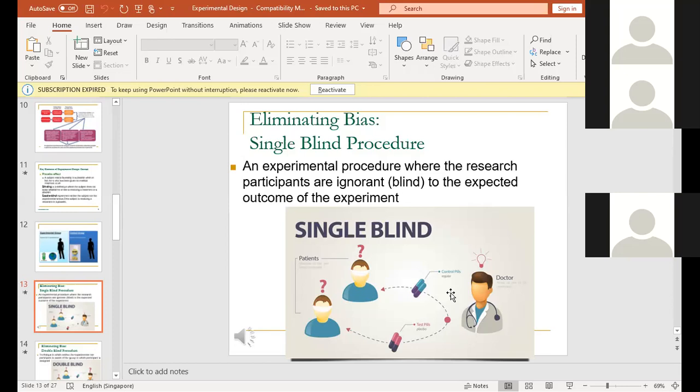To the control group, we give a pill which does not contain the medicine. To the test group, we give a pill or capsule which contains the medicine, but they don't know which one they are swallowing, right? So that is again how we run an experiment.